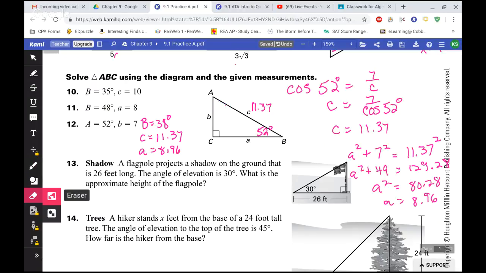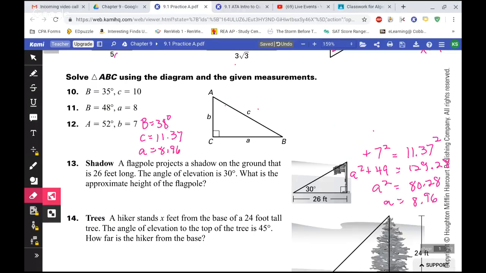So that was number 12. And number 13 is an angle of elevation problem. I think these came from 9.1 or 9.2 notes that we had in class. And we'll see what we're given here.